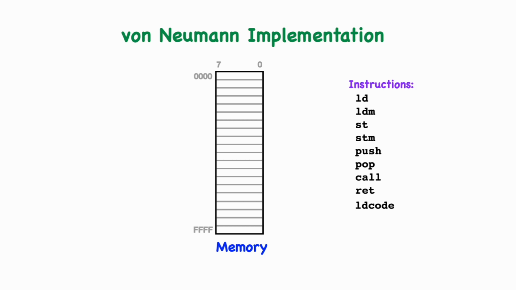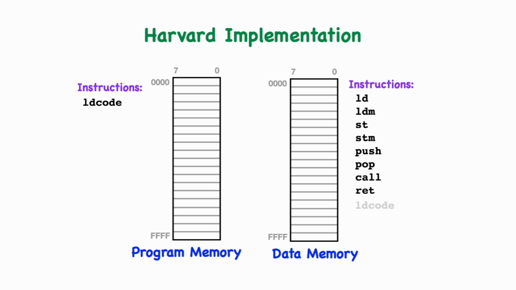The EveCore architecture was designed so that it can be implemented using either the von Neumann approach or the Harvard approach. In a von Neumann computer, there's a single unified memory that holds both program and data, while in a Harvard computer, the program and data memories are separate. Often, the program is stored in read-only flash memory. Most of the previously mentioned instructions operate on the data memory, but the load code instruction is provided in order to be able to read from the program or flash memory.